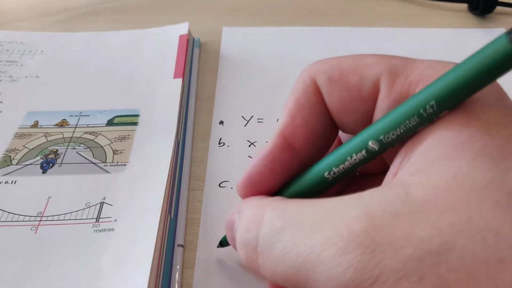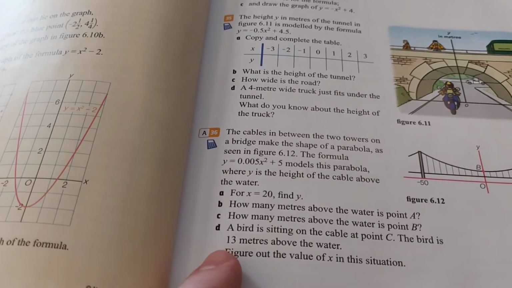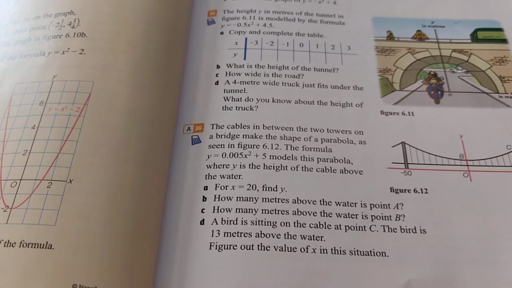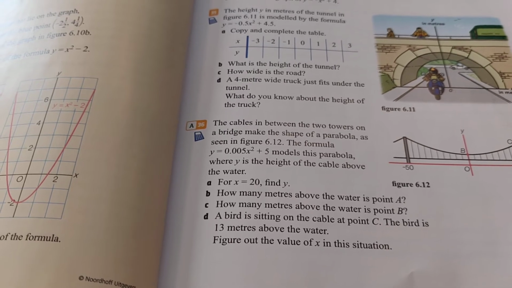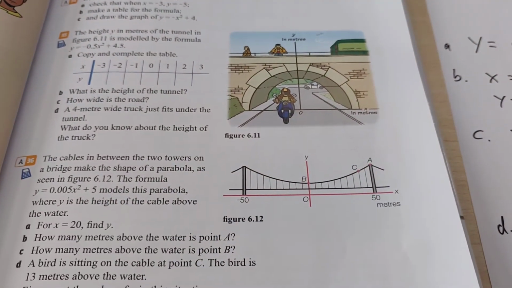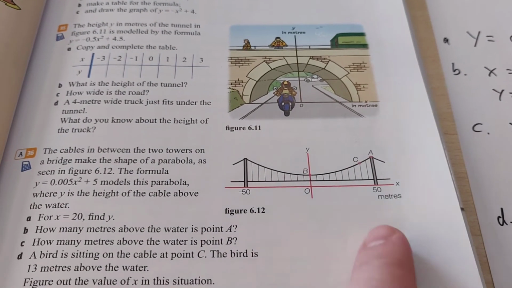And then we're going to go to question D. It says here, a bird is sitting on a cable, and the bird is 30 meters above the water. Figure out the value of x in this situation. Yeah, here we can see point C, and there's a bird there. And the distance between the water and the bird is 13. And then we need to figure out what is the x here.